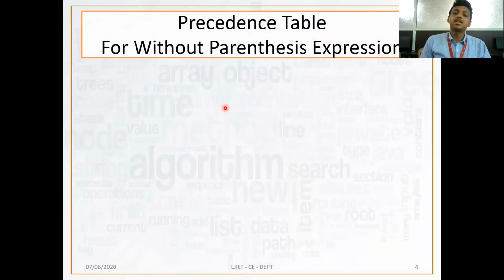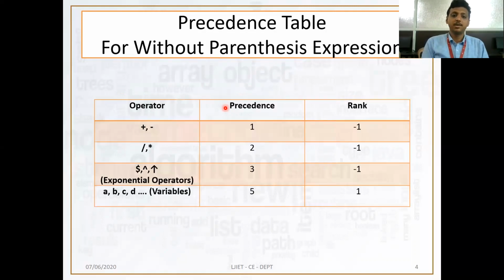Students, a precedence table means a prioritized table. We have some priority before starting the expressions. Here, each and every expression is without parentheses. So this is a precedence table. The operators are plus, minus, division, star, dollar, arrow, caret. This symbol is known as dollar, this symbol is known as arrow, and this symbol is known as caret.